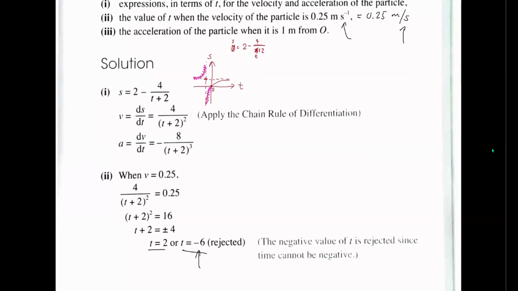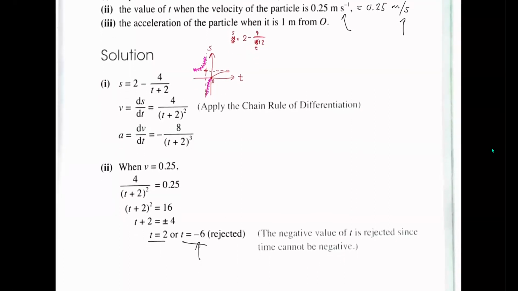How about part 3 now? Find the acceleration of the particle when it is 1 meter from O. Here, 1 meter from O means what? Displacement is 1. Sorry, displacement is 1.